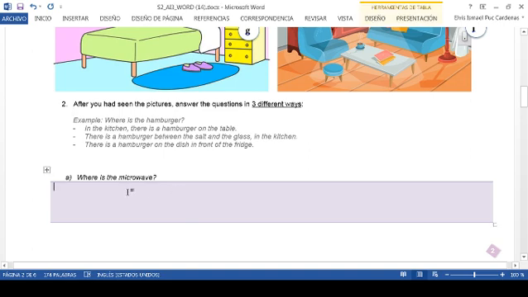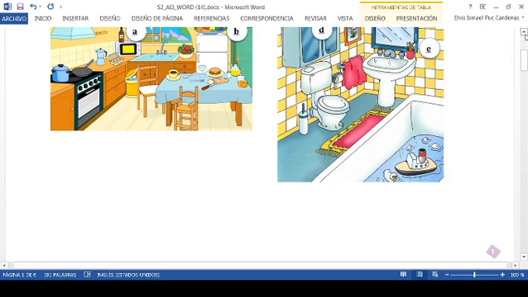Where is the microwave? You're going to say, in the kitchen there is a microwave. As you can see, microwave is singular. You have to use prepositions of place in your sentences.